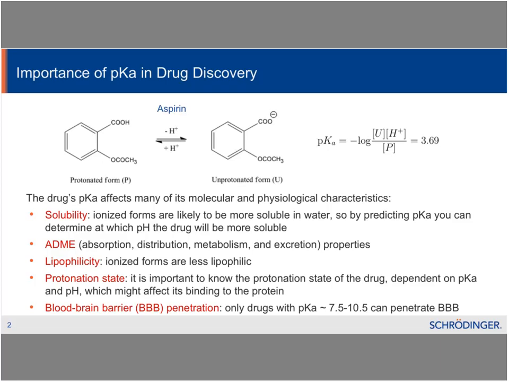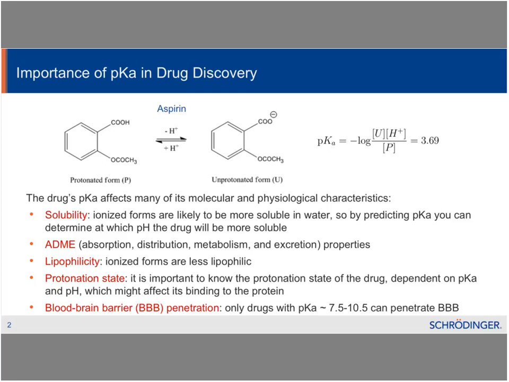So that's it. Now, what is pKa and why is it important in drug discovery? pKa affects many molecular and physiological characteristics of a potential drug. For example, it can affect its solubility because ionized forms are likely to be more soluble in water. It can affect ADME properties. It affects lipophilicity. The protonation state depends on pKa.